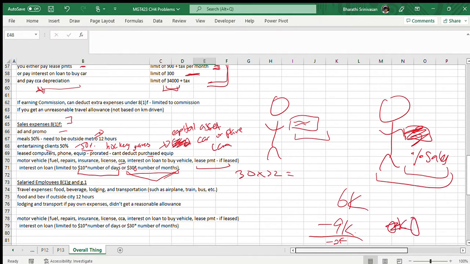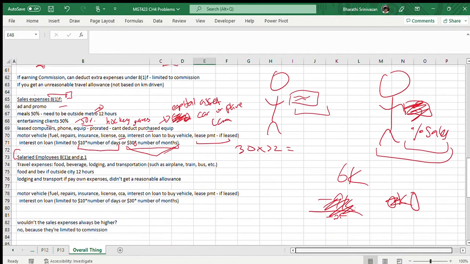This is why it might sometimes be beneficial to, instead of deducting as a salesperson under this rule, 81F, which I think is just the name of a rule in the Income Tax Act, instead deduct as a salaried employee and just deduct your travel expenses and your motor vehicle expenses. Travel expenses are food, beverage, clothing, and so on. For food and beverage, you have to be outside the city for 12 hours.